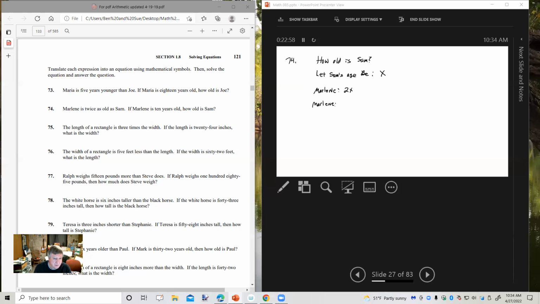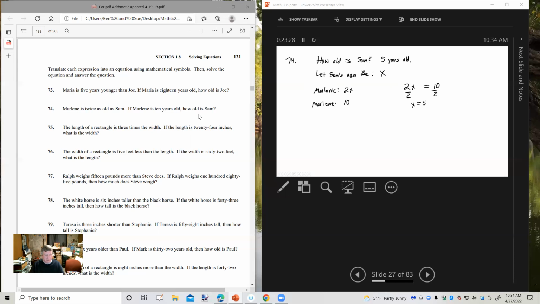But it also says that Marlene is 10 years old. So Marlene is 2X, Marlene is 10. There's our equation. Two different ways of describing Marlene's age. 2X equals 10. To solve the equation, divide both sides by 2. X equals 5. Sam's age, how old is Sam? 5 years old. Any questions there?